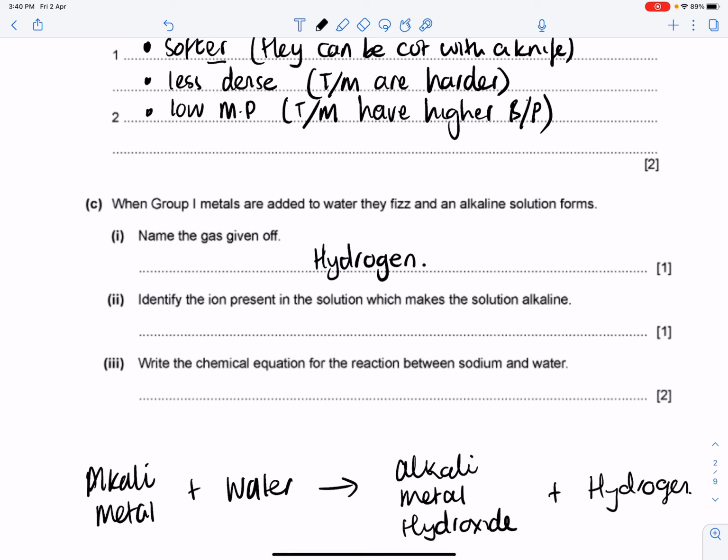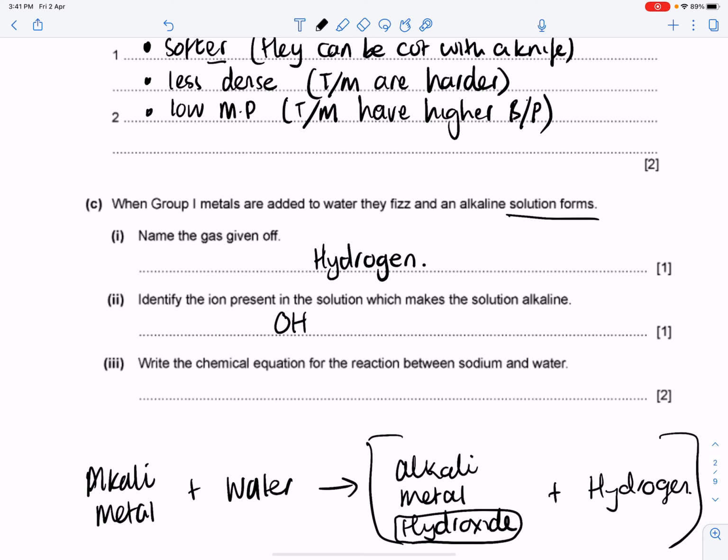Identify the ion present in the solution, which makes the solution alkaline. So it's told you that an alkaline solution forms, so it must be talking about an ion from over here. Well, the only thing that is always associated with alkaline solutions is an OH minus ion or a hydroxide ion.